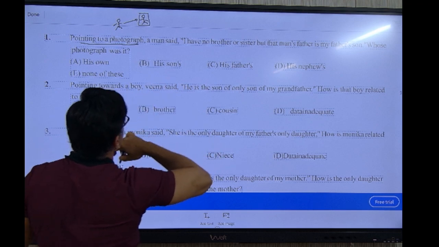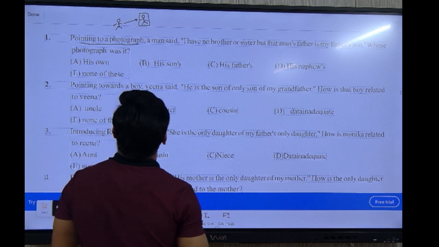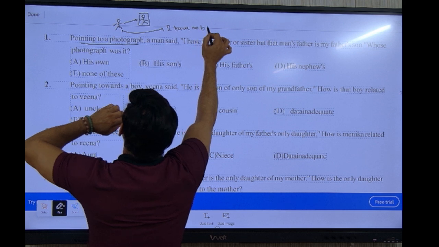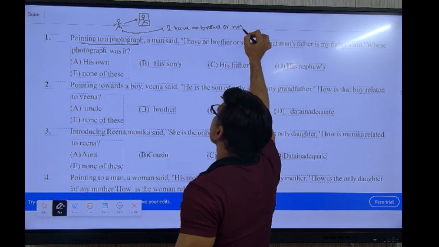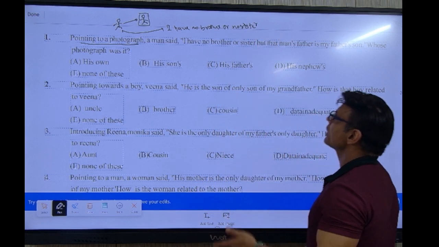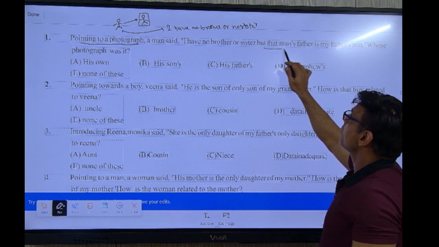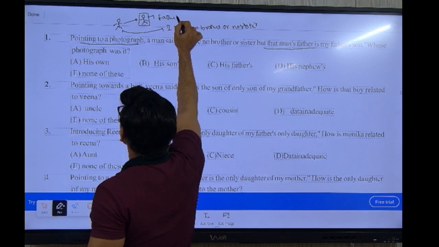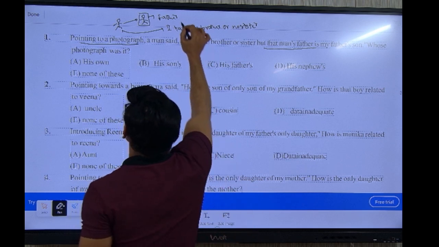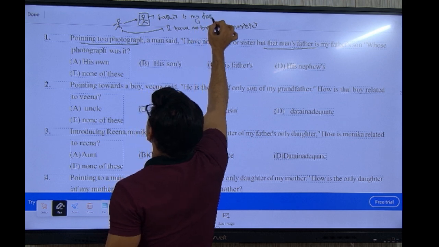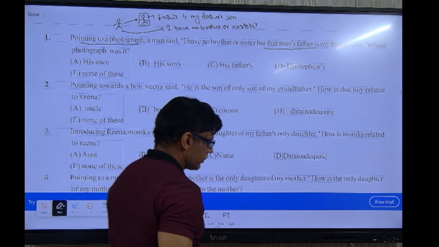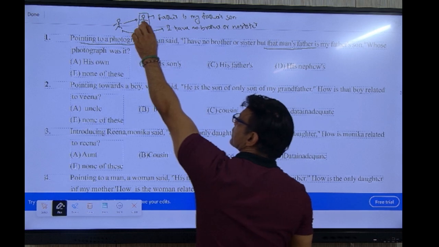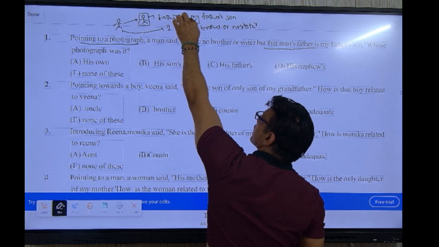This person is saying that I have no brother or no sister. So no brother or no sister, I'm the only son, right? But that man's father, this person's father, is my father's son. Now, I'm pointing toward a photograph and saying that I don't have any brother or sister, but this person's father is my father's son.